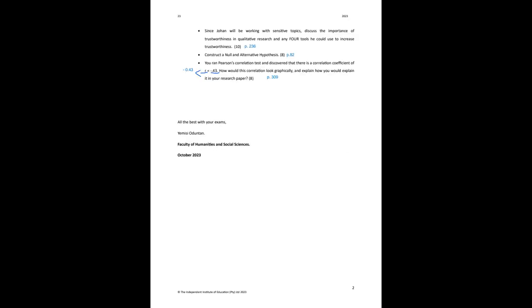Okay, there's just a couple of little more examples. Like for instance, this one: since Johan will be working with sensitive topics, discuss the importance of trustworthiness in qualitative research. Okay, any 4 tools he could use to increase trustworthiness. So yeah, again, this is straight from textbook knowledge. What is trustworthiness in qualitative research? And yeah, there are 4 aspects to trustworthiness. What are they? And because they've given you a scenario, you could give examples in that case.